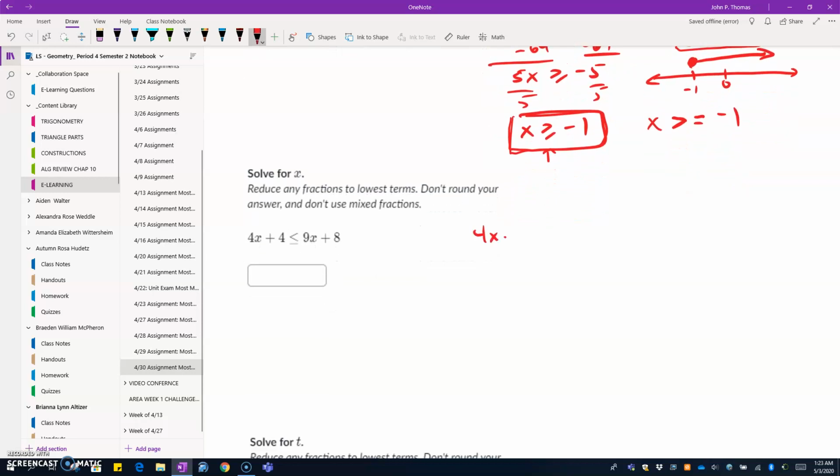We've got 4x plus 4 less than or equal to 9x plus 8. Now this one I'm going to actually get a negative variable in front, just because I want to deal with that, and there is something that comes up. So let's say that we chose to subtract 9x from both sides. If we did that, we get negative 5x plus 4 is less than or equal to 8.